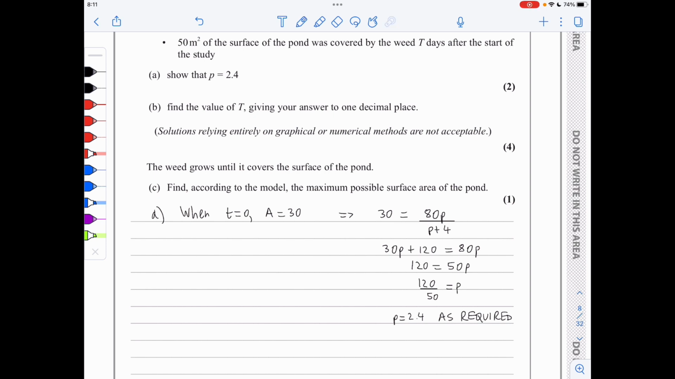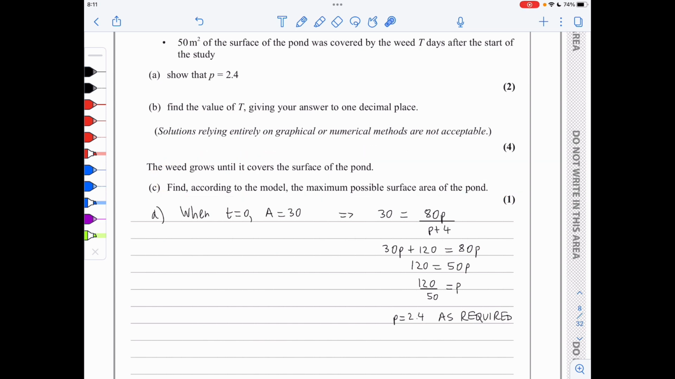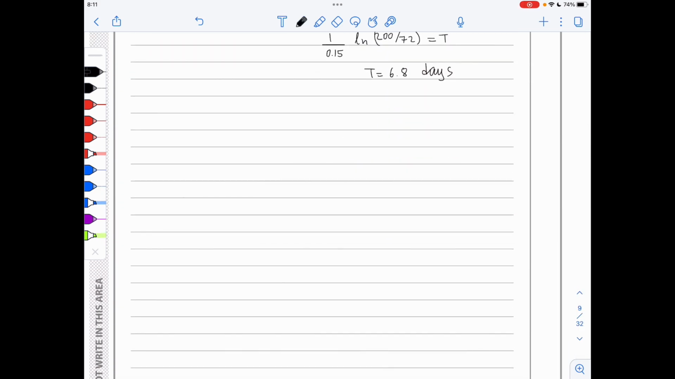In C, we are told that we need to find the maximum possible surface area of the pond. So we need to consider the behavior of capital A as T tends to infinity. So we say that as T tends to infinity, then the capital A tends to 80 times 2.4 e to the 0.15 T over 2.4 e to the 0.15 T.